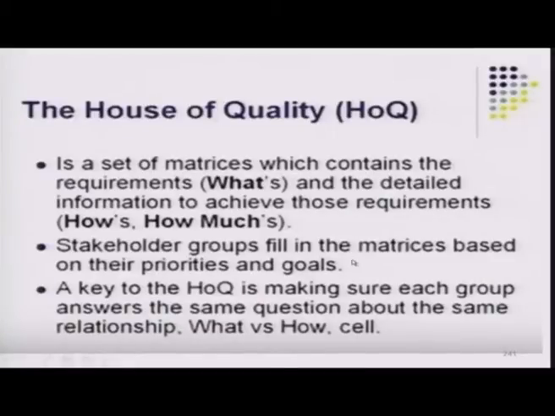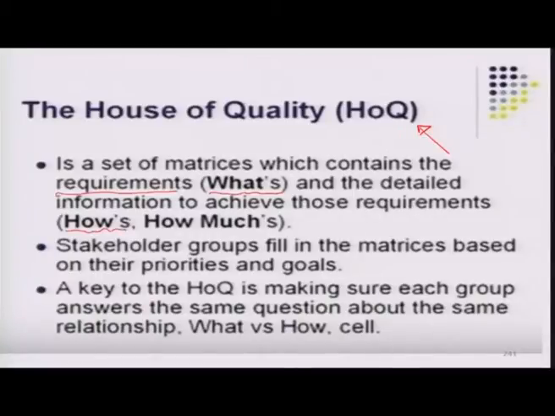Now let us talk about the organized approach, the algorithm needed for doing QFD, just as we did in FMEA. It's a set of matrices which contains the requirements. Requirements could be in terms of whats, and whats typically mean the exact customer requirements behind a certain process or product. We'll look at a dry cleaning example, as I had mentioned. One particular sheet mentions not only the whats but also information to achieve those requirements, that is the hows and the how muches.